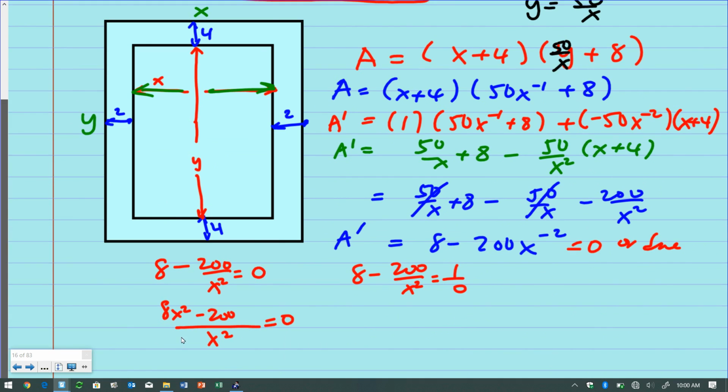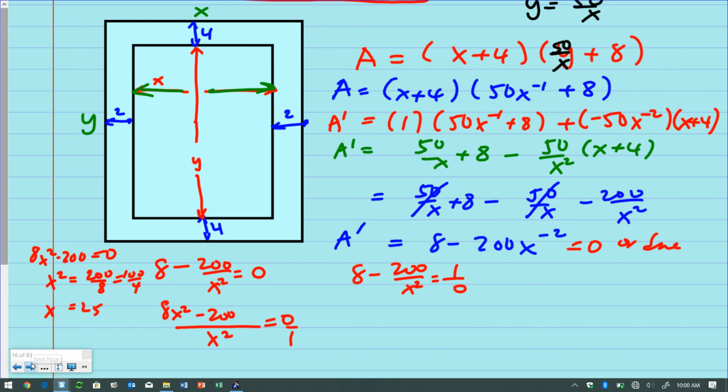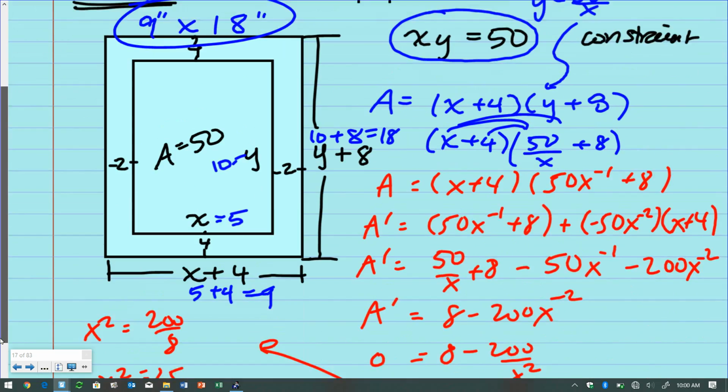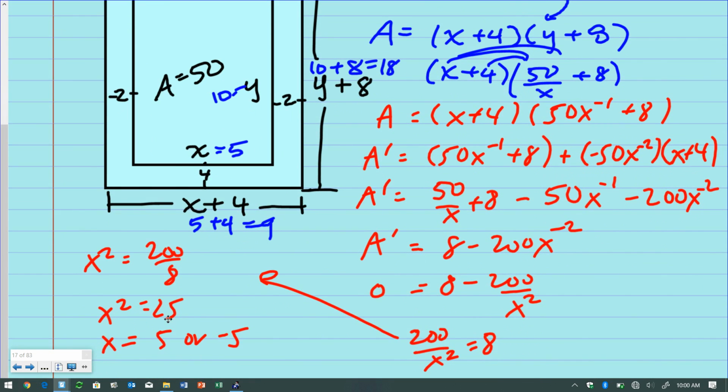Okay, it doesn't matter. Right here, when I cross multiply, I'm going to get 8x squared minus 200 is equal to 0. So therefore, x squared is going to be 200 divided by 8. That seems like it should be easy. That's 100 divided by 4, right? Which is 25. Guys, we've done something wrong, I think. So x squared is 25. Let me make sure. Oh, x squared equals 25.